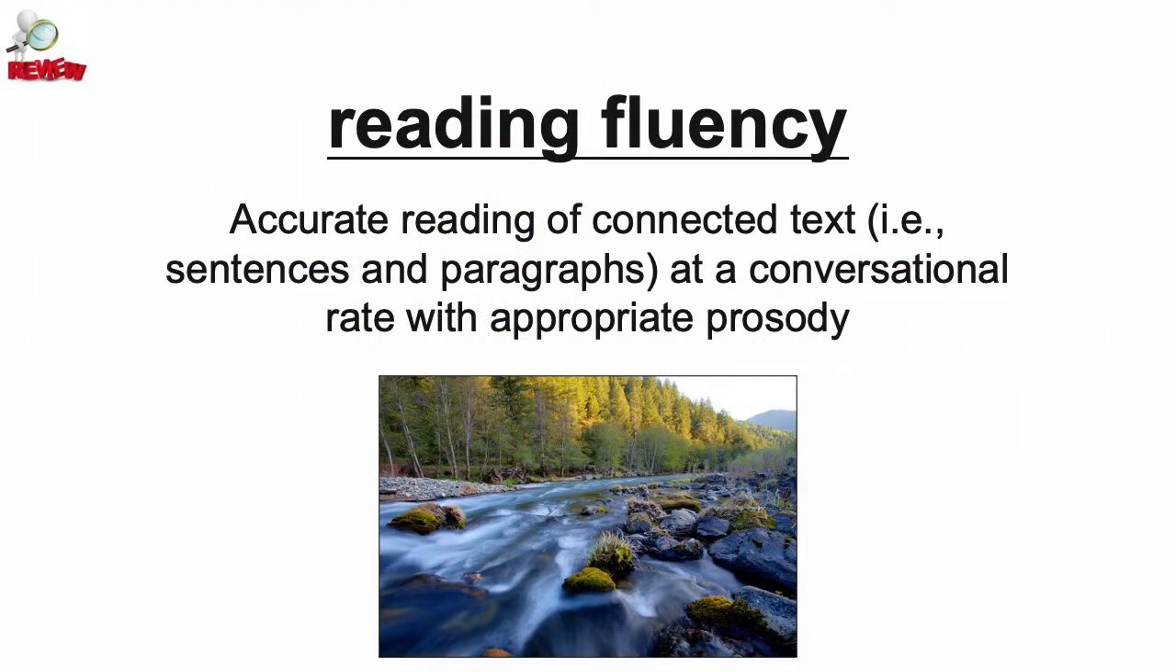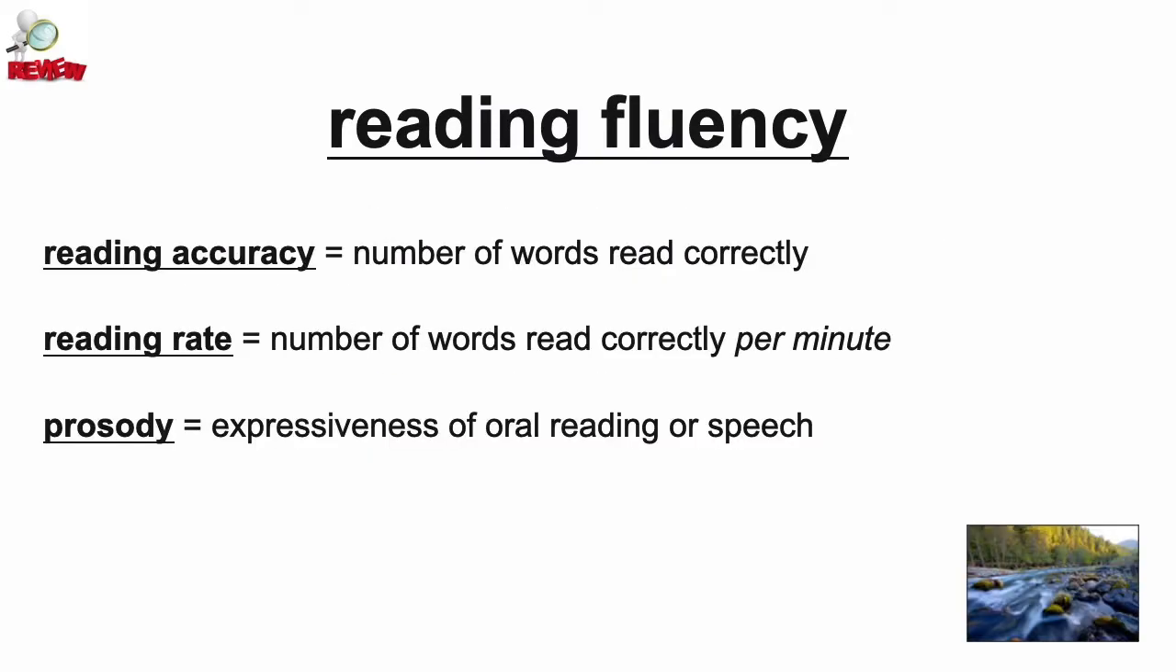Let's start by reviewing key terms. We define reading fluency as the accurate reading of connected text at a conversational rate with appropriate prosody. The three main components from that definition are accuracy, rate, and prosody. Accuracy is the number of words read correctly. Rate is the number of words read correctly per minute. And prosody is the expressiveness of oral reading.